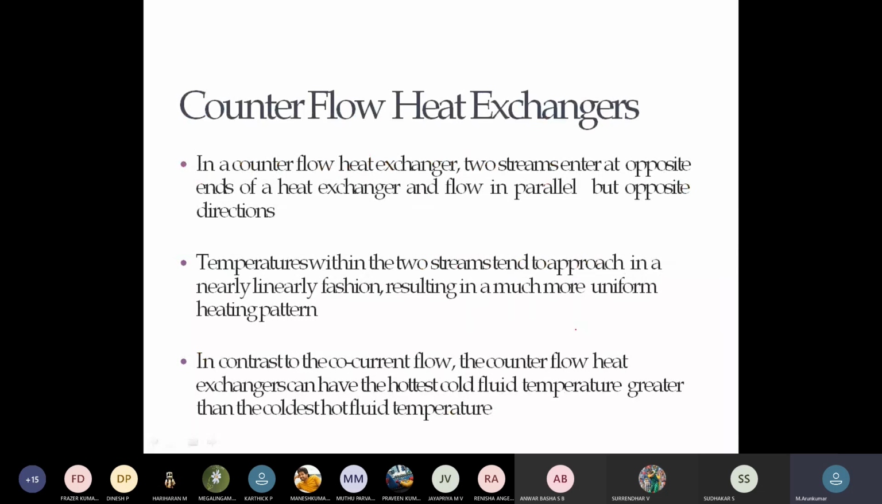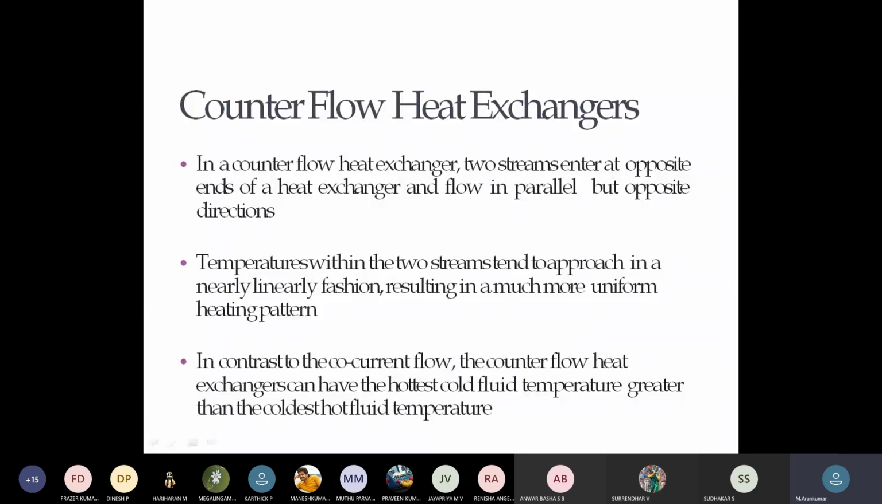In a counterflow heat exchanger, two streams enter at opposite ends of the heat exchanger and flow in parallel but opposite directions. So the fluids flow parallelly, but the direction of the flow is what matters here. In parallel flow, both fluids go in the same direction, whereas in the case of counterflow, the directions are opposite.